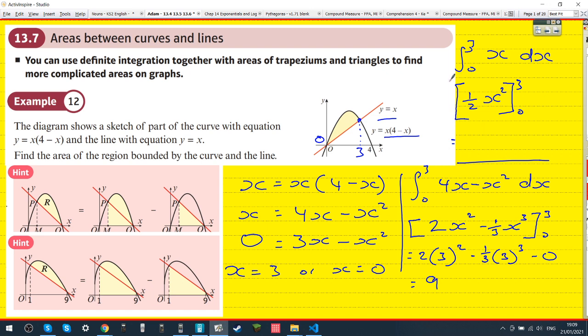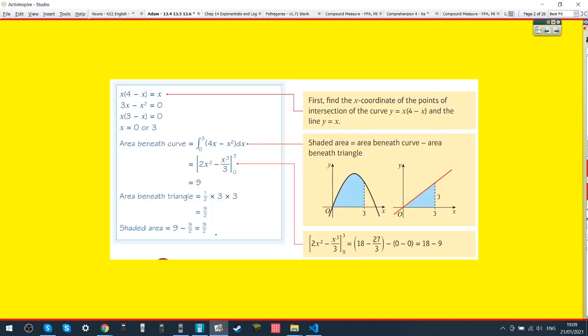Which is 9 over 2 or 4.5. Okay. And so how do we get the shaded area? Do you do 9 minus 4.5? Yep. Which is 4.5, and that's square units because it's an area. Yep. 9 over 2, 4.5. Great.